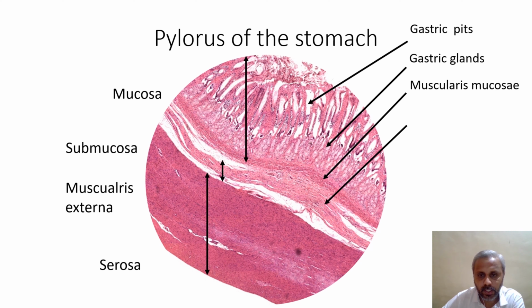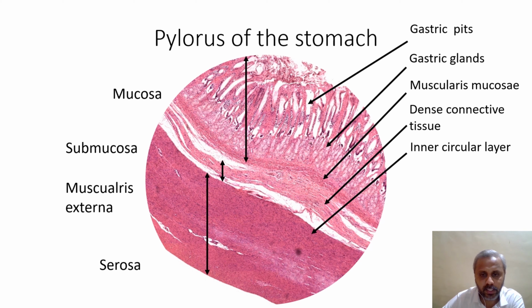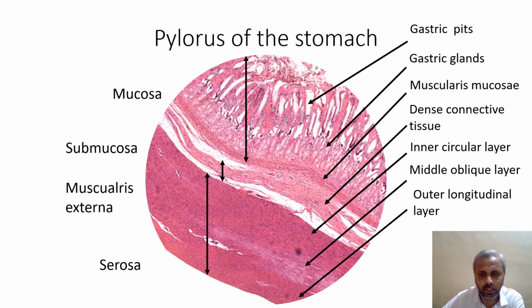The submucosa is made up of dense connective tissue. As we mentioned, this contains nerve plexus and blood vessels. Then we have the muscularis externa, which again has an inner circular layer, a middle oblique layer, and an outer longitudinal layer. Serosa again will be made up of a single layer of flattened epithelium. This is regarding the slides of stomach and esophagus.